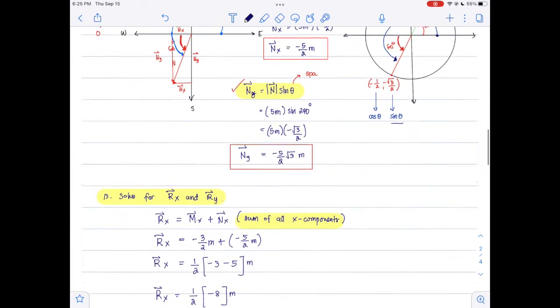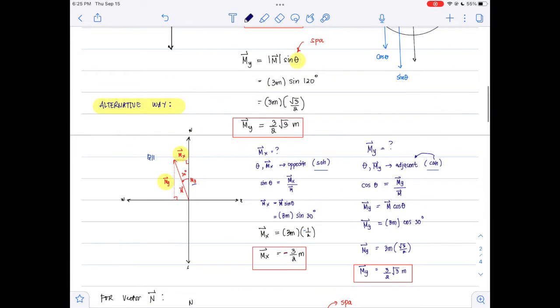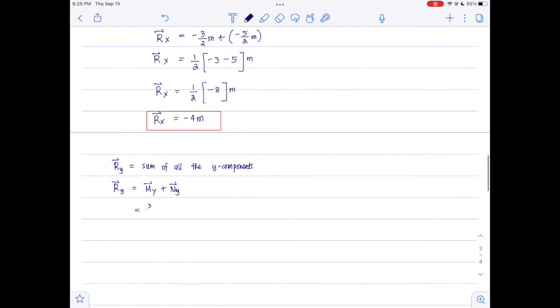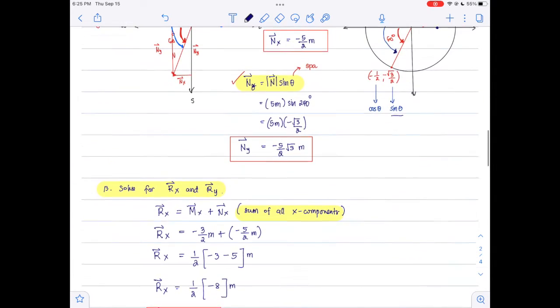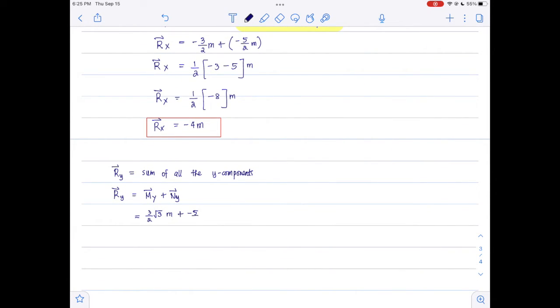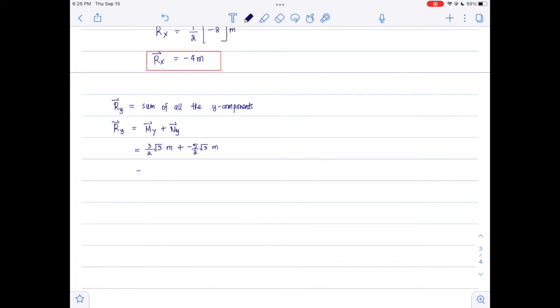I already solved these. my is 3 over 2 square root of 3 meters. How about your ny? Negative 5 over 2 square root of 3 meters. Now, I know you may be intimidated. You have many square roots, sir, it's annoying. So just leave it as is. You don't have to worry about the decimal equivalent.